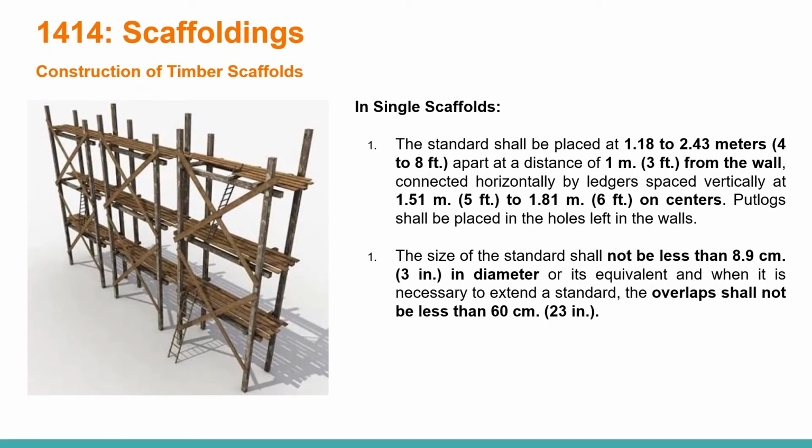So in single scaffold, the standard shall be placed 1.18 to 2.43 meters apart at a distance of 1 meter from the wall, connected horizontally by ledgers spaced vertically at 1.51 meters to 1.81 meters on centers. Footlogs shall be placed in the holes left in the walls. And next, the size of the standard shall not be less than 8.9 centimeters in diameter, or its equivalent. When it is necessary to extend a standard, the overlap shall not be less than 60 centimeters.